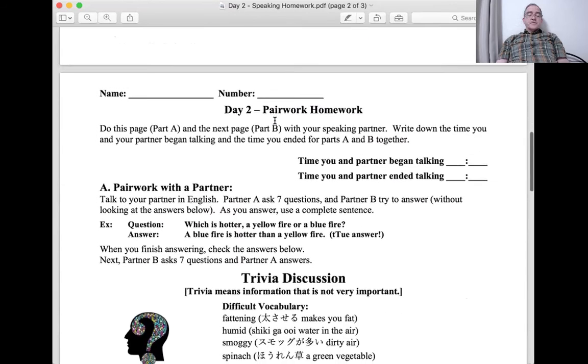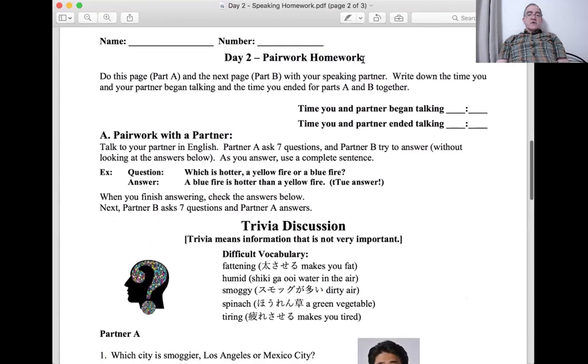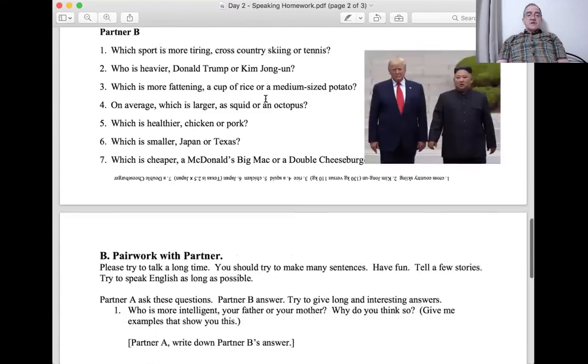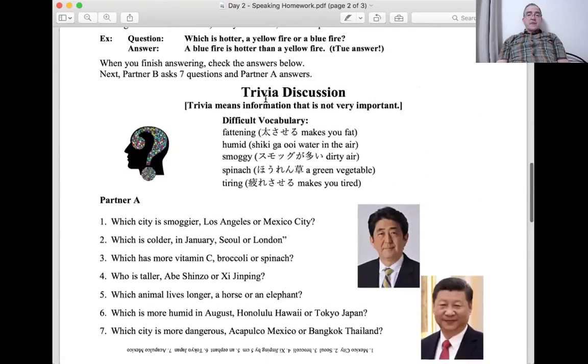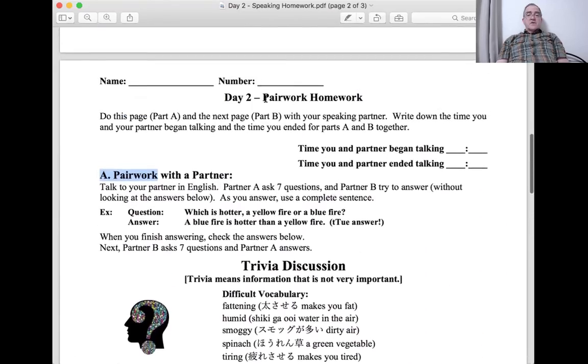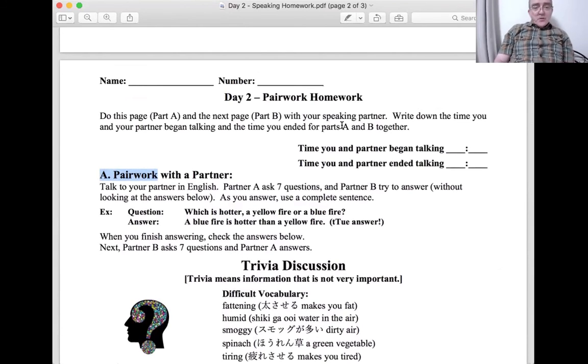Now, this is pair work. Do this page, part A here, and part B, which is down here, with your speaking partner. Write down the time you and your partner began talking and the time you ended for parts A and B together.